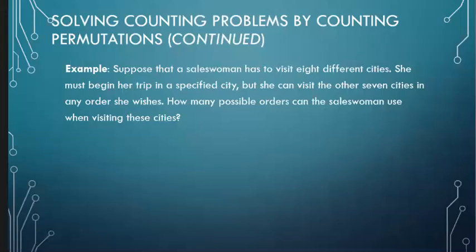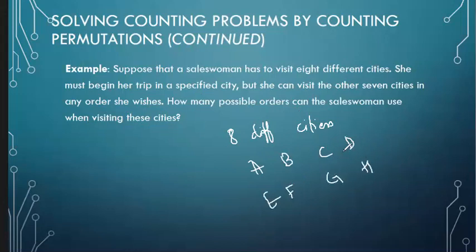Let's take, suppose we have a saleswoman who has to visit 8 different cities, and she must begin her trip in a specified city. But she can visit the other 7 cities in any order she wishes. How many possible orders can the saleswoman use when visiting these cities? Now over here we have 8 different cities. Let's name them as A, B, C, D, E, F, G, H. Now suppose she is supposed to begin at the city C only. So for city C, we have only one choice. So she has visited city C.